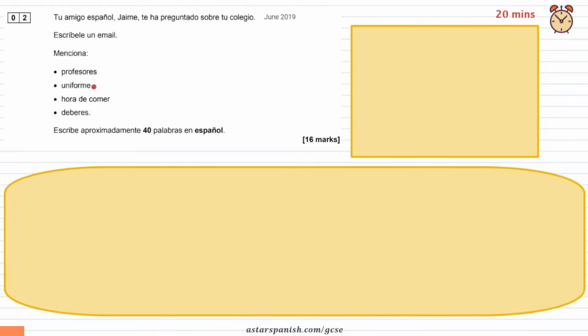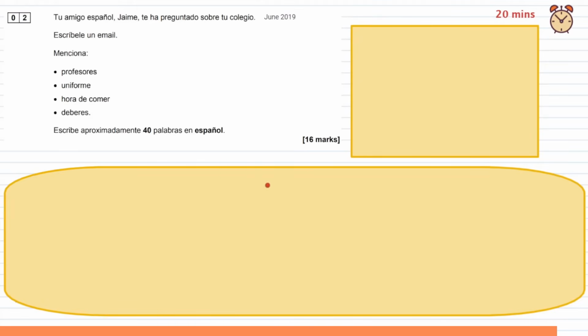Okay, here's where the paper really begins. Question 2 is the 40-word writing question. You get 4 bullet points. Here is an example from the June 2019 question. Tu amigo español Jaime te ha preguntado sobre tu colegio. Escríbele un email. Menciona. And then there are 4 bullet points. These are usually just sort of one-word topics that you must talk about. Profesores, so the teachers at your school. Uniforme, the uniform. Hora de comer, lunchtime. And deberes, homework. I would do a solid 4 to 5 minute plan for this question.